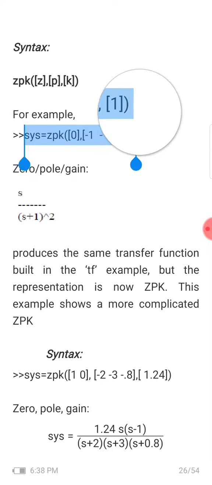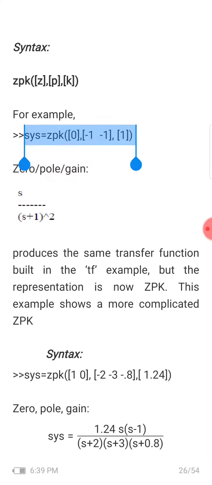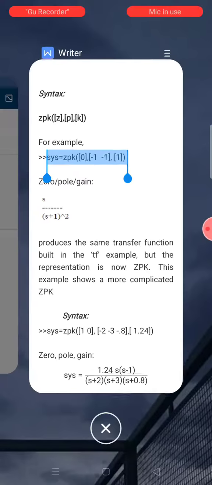See here this example, I have taken sys equal to zpk command, zpk within parenthesis. Now see, 0 is written within a square bracket. This 0 is the location of the zero. Now minus 1 and minus 1 are written in square brackets. This minus 1 and minus 1 are the location of the pole, and within a square bracket 1 is also written. This 1 is the value of the gain. I am taking this term.